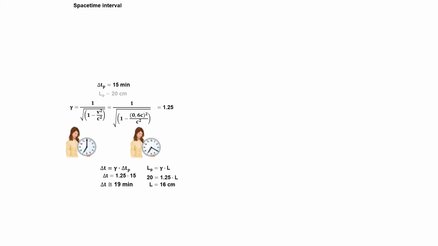Thus, to the observer on the Earth, it looks smaller but lasts longer. Clocks moving relative to an observer are measured to run more slowly as compared to clocks at rest. The length of an object moving relative to an observer is measured to be shorter along its direction of motion than when it's at rest.